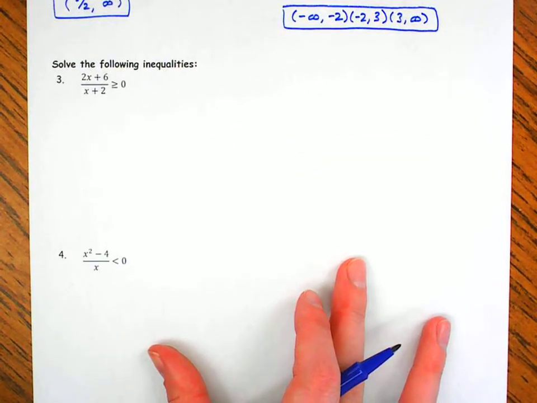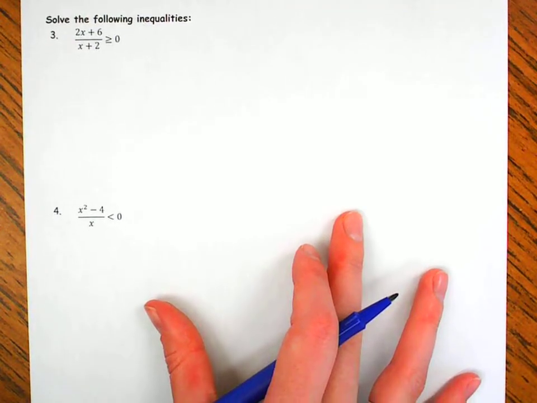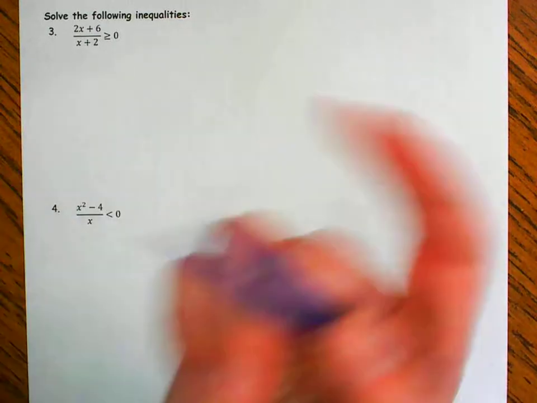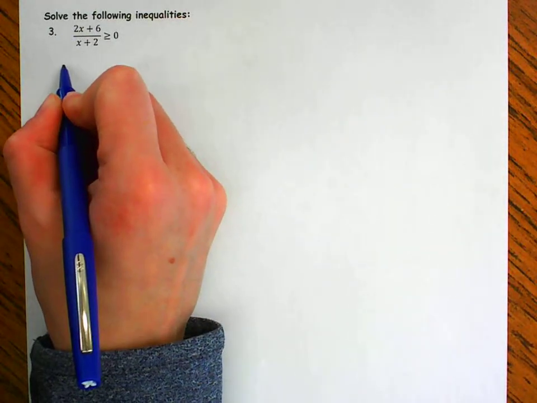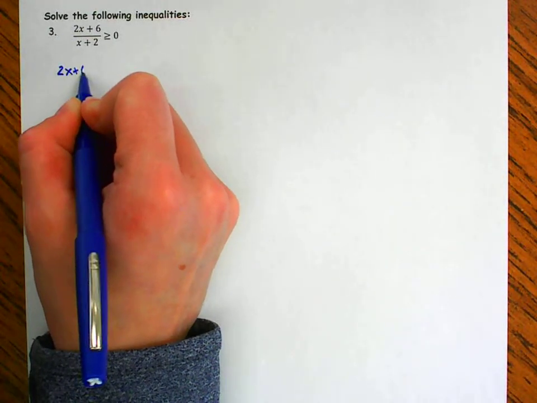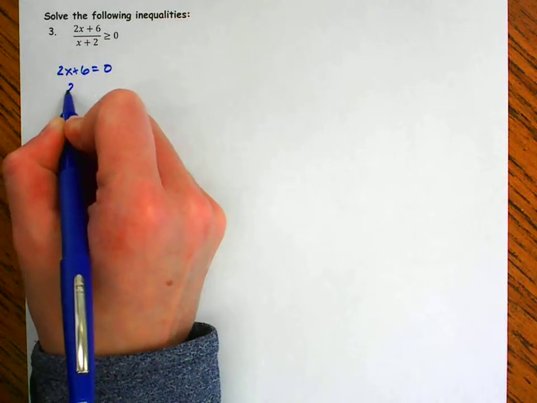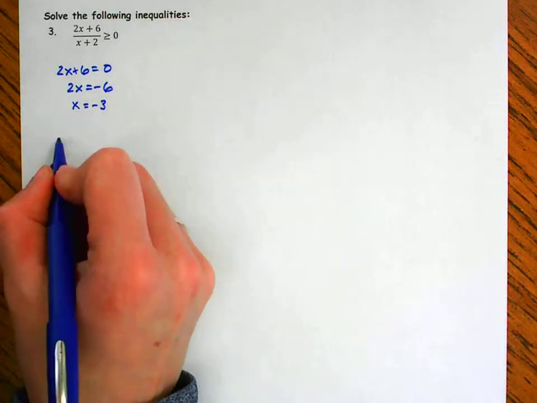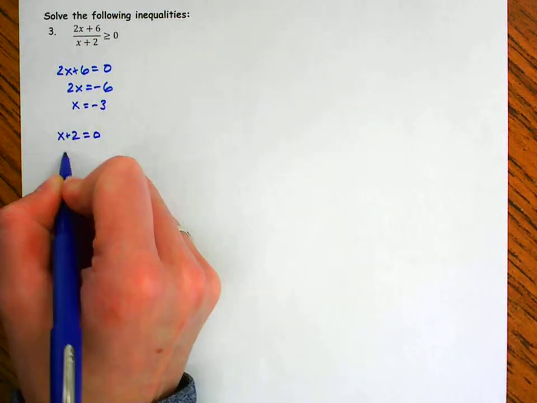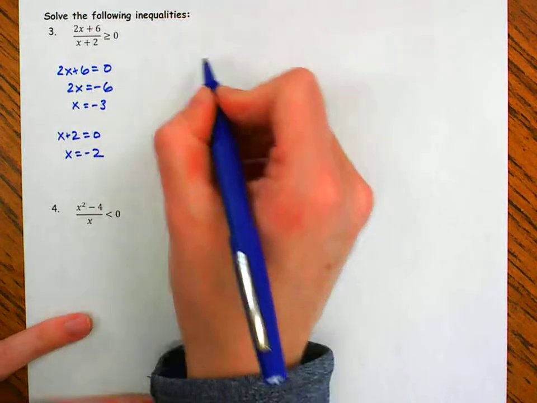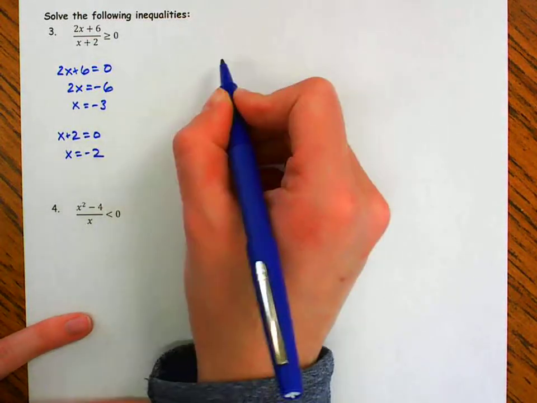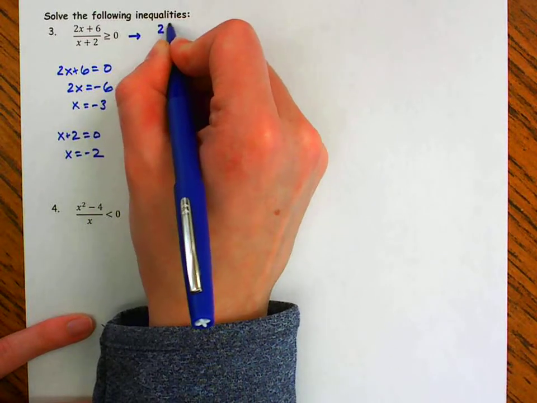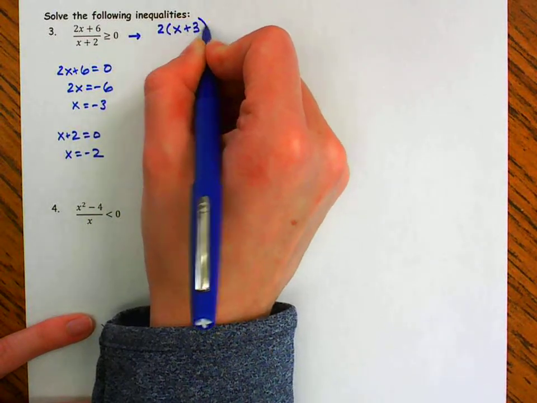Okay, we're going to jump into solving some inequalities real fast. Let's see if we can do this. Remember, my goal is to start by finding my zeros. So the numerator is 0 when x is negative 3, and the denominator is 0 when x equals negative 2. So I'm going to make my number line. I'm actually going to rewrite this real fast. I'm going to factor out that 2. That's going to help me in a minute.